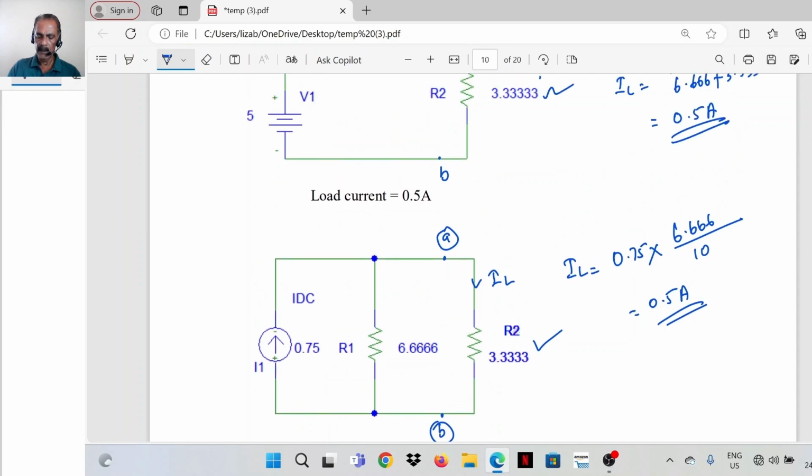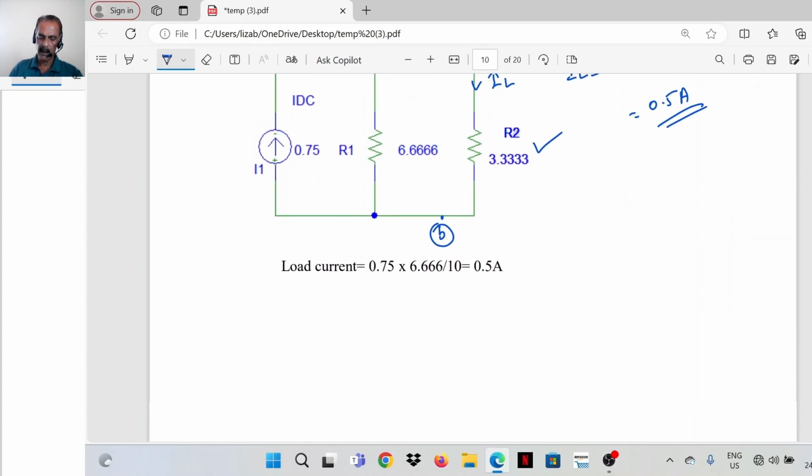So these two circuits are equivalent. According to Thevenin's theorem, the equivalent circuit has a voltage source and a series resistance. According to Norton's theorem, there is a current source with a parallel resistance. So we found both the Thevenin equivalent as well as the Norton equivalent.